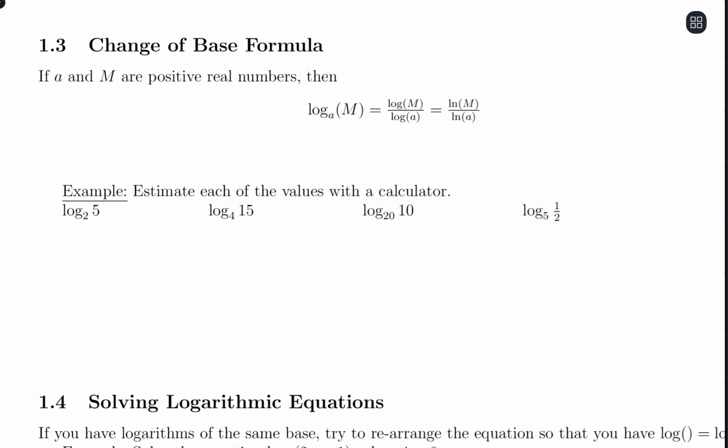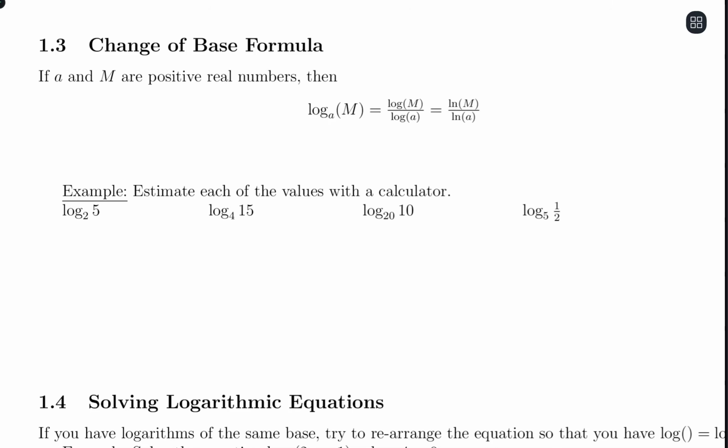As I talked about in the introduction video, we get kind of limited in terms of what we can plug into the calculator. We can evaluate logarithm base 10, we can evaluate natural log, and those are two common functions we like to use on our calculator. But what happens when we have a different base that isn't 10 or isn't e? So that's where the change of base formula comes in.